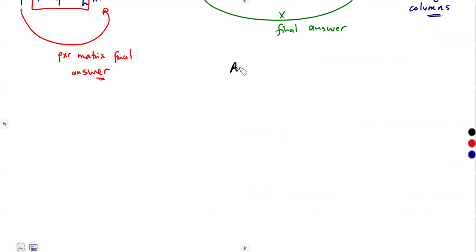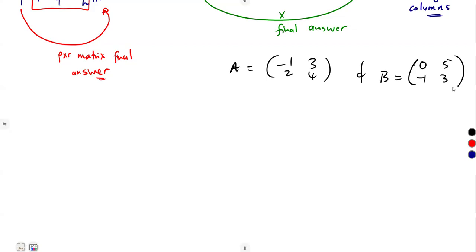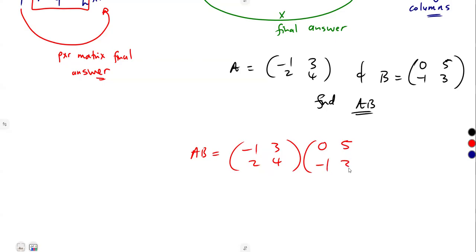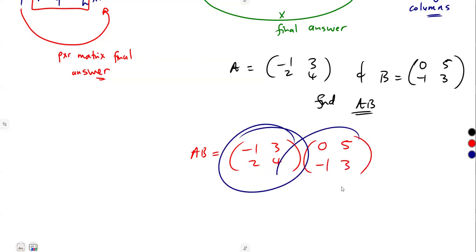All right, let's say we're given matrix A, which is negative 1, 3, 2, 4, and matrix B, which is given as 0, 5, negative 1, 3. You're being asked to determine the product AB. So AB is simply matrix A, negative 1, 3, 2, 4, times matrix B, 0, 5, negative 1, 3, which is the same order in this case, so do not worry about that.